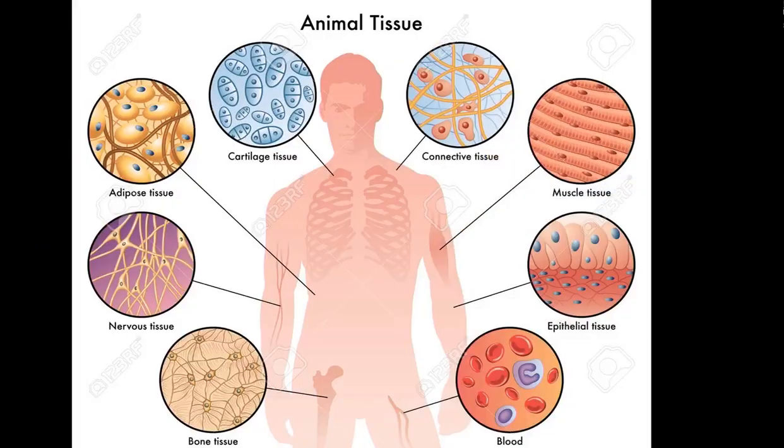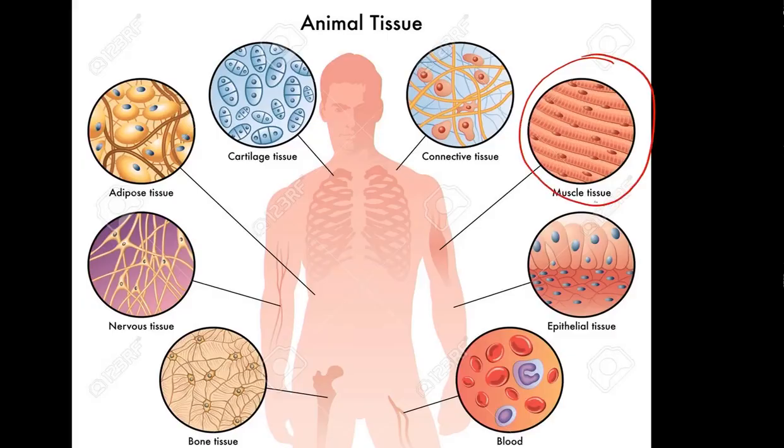Specifically, animal tissues. If we look at this picture, it's absolutely confusing because there are lots and lots of different pictures of different tissues, and they all look totally different. How on earth can we make sense of all of these different types of cells?